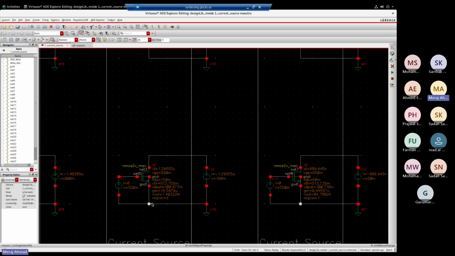So the degradation is that your R out reduces. For an ideal current source, R out is infinite, but in most cases, to have a very high gain, we need a very high value of R out.